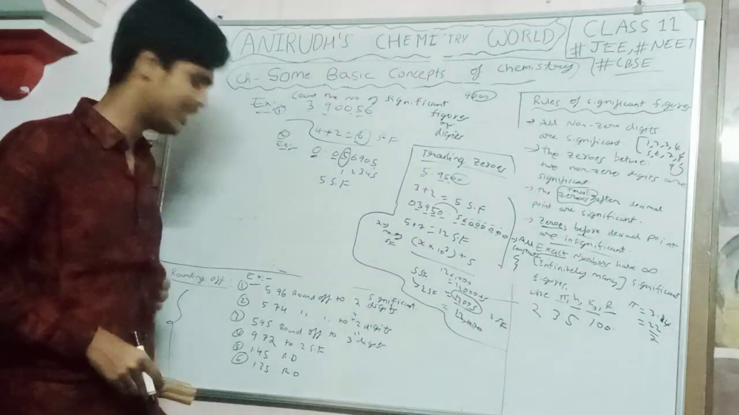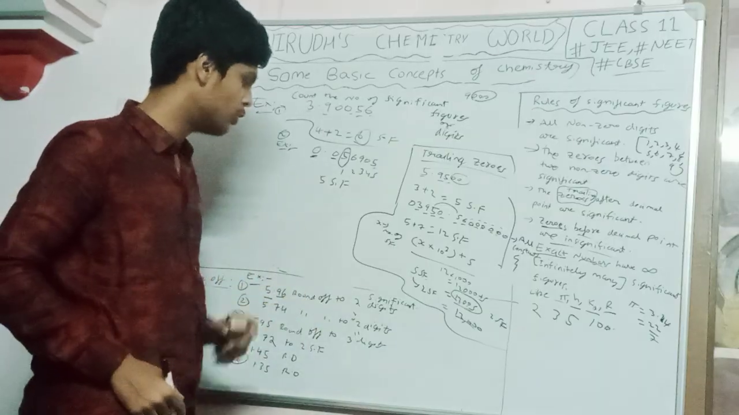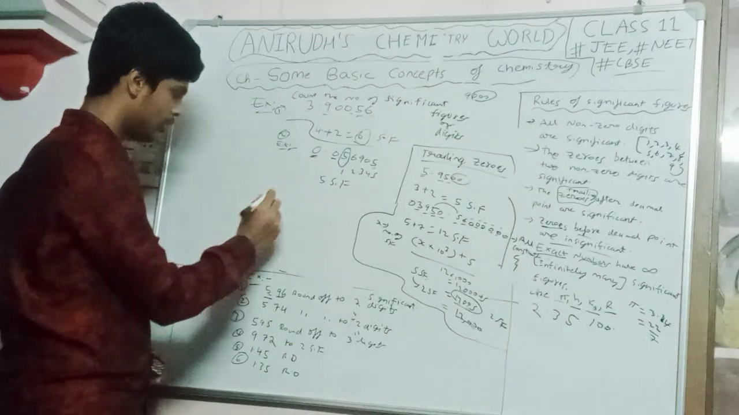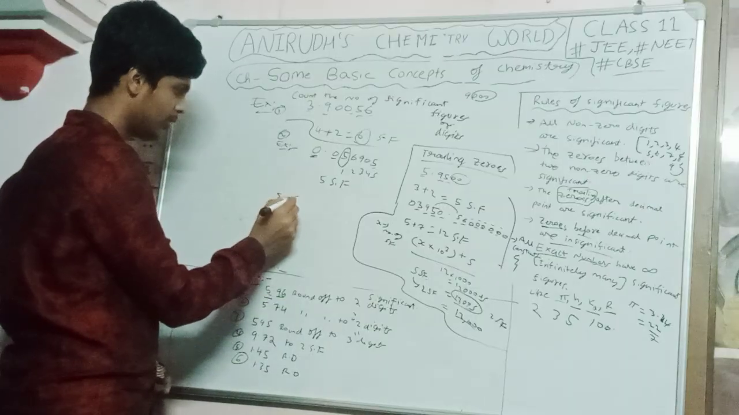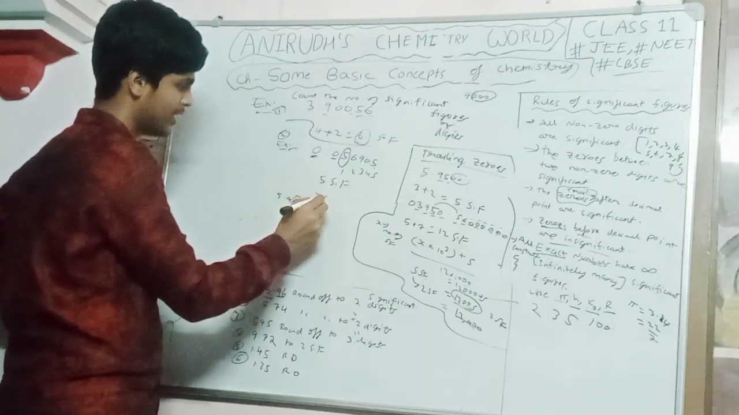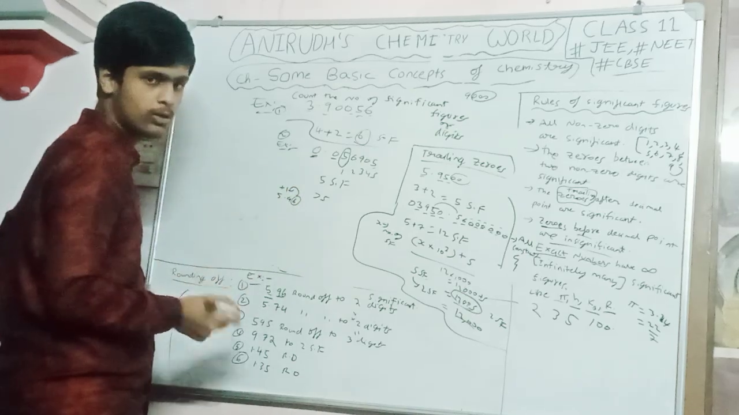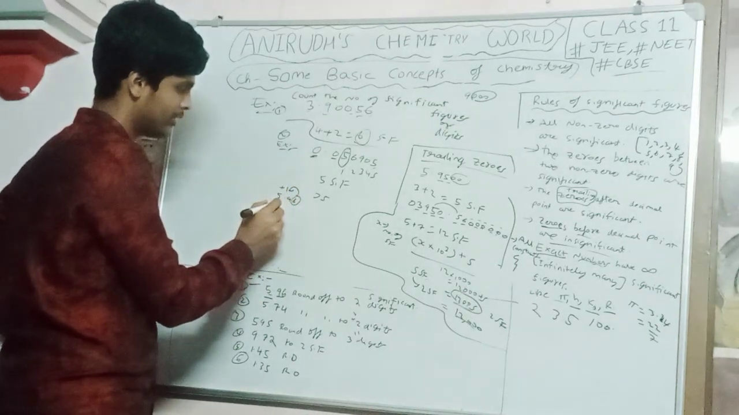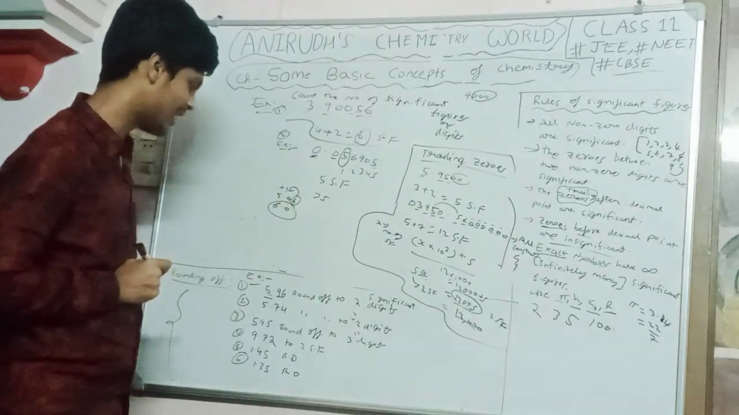Now rounding off, it's a very simple concept. See, suppose I have a number like 5.96, and you need to round off to 2 significant figures. What will you do? This 6 is greater than 5, so you need to add 1 to the preceding digit. So 5.9, 9 plus 1 is 10. So you need to write 6.0 as the correct answer for this.